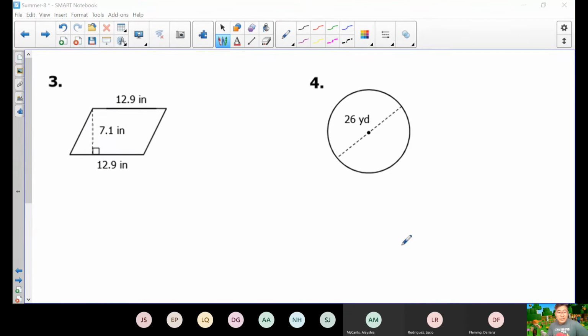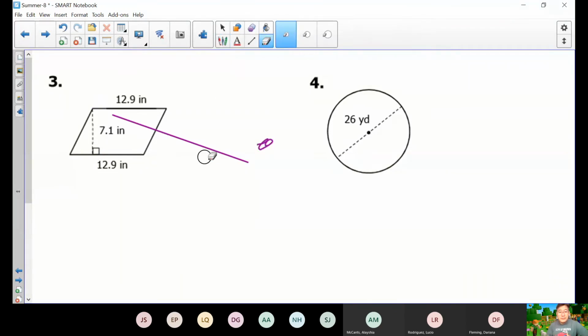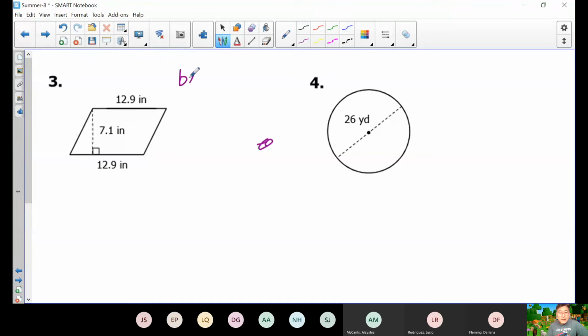All right, parallelogram. Base times height. Okay, base times height. That's area. Simply base times height. It should always be with a perpendicular, right?